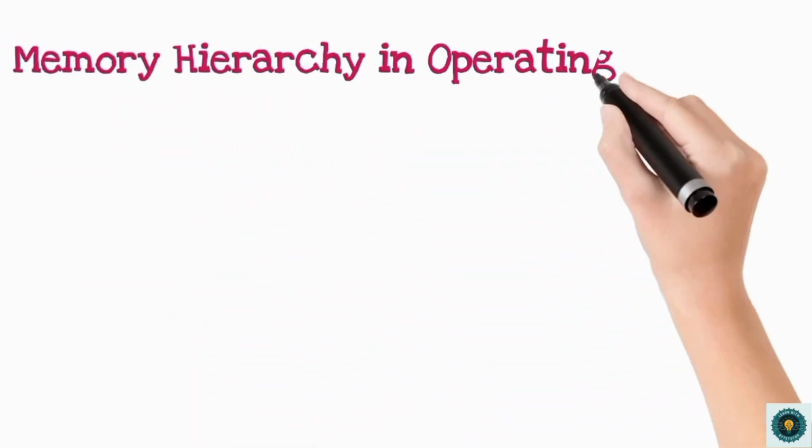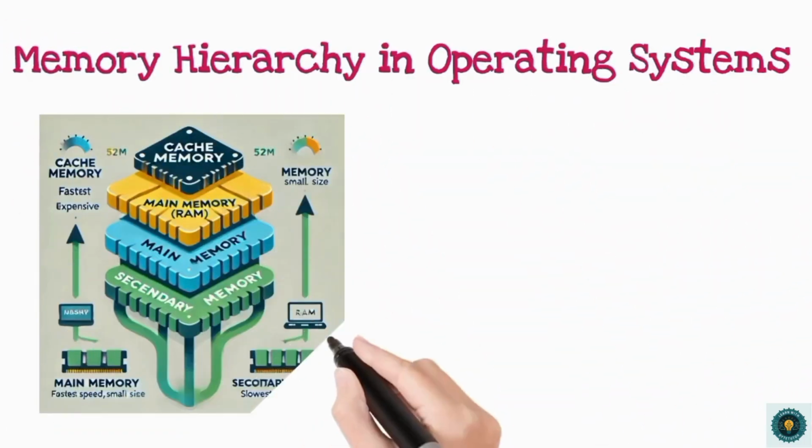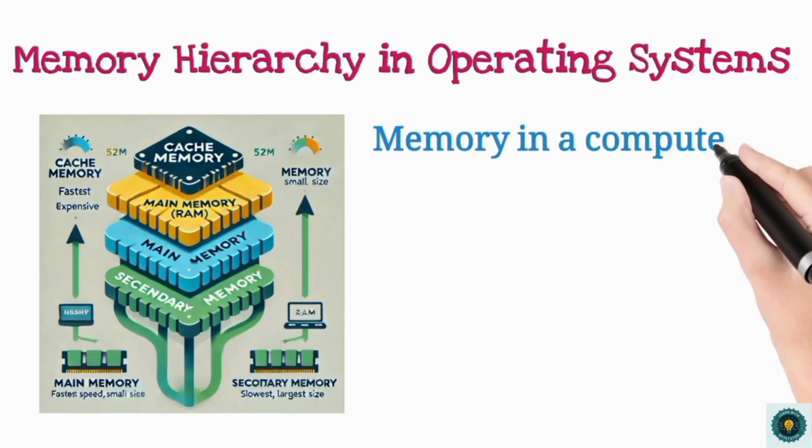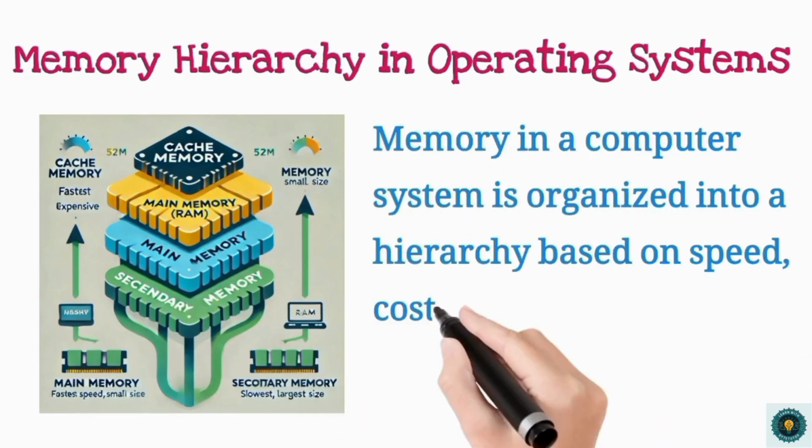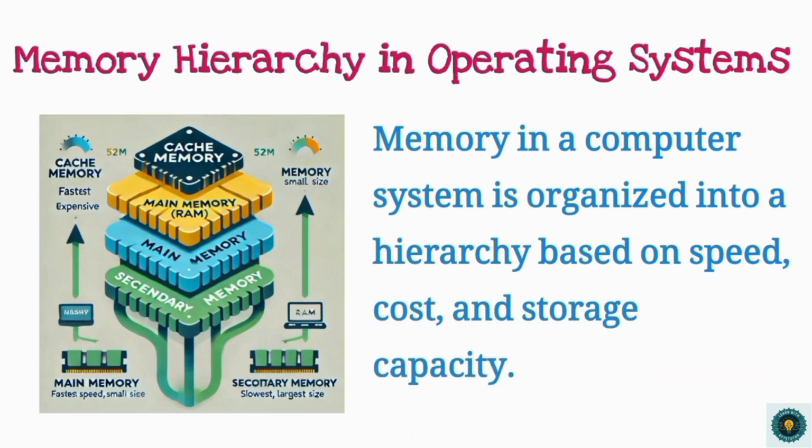Memory hierarchy in operating systems. Memory in a computer system is organized into a hierarchy based on speed, cost, and storage capacity.